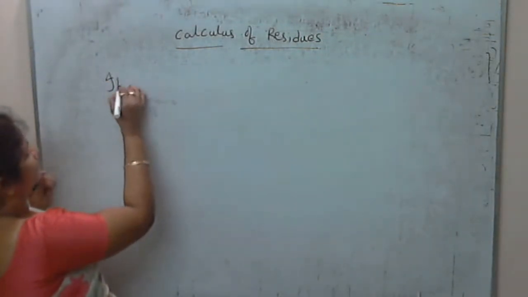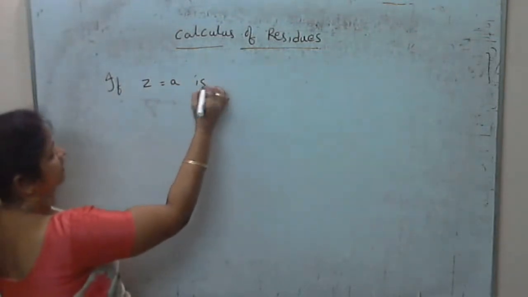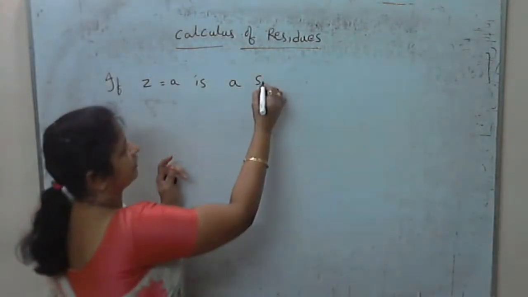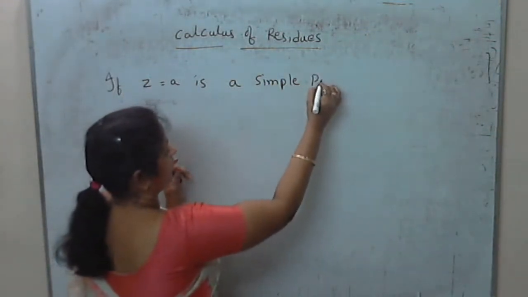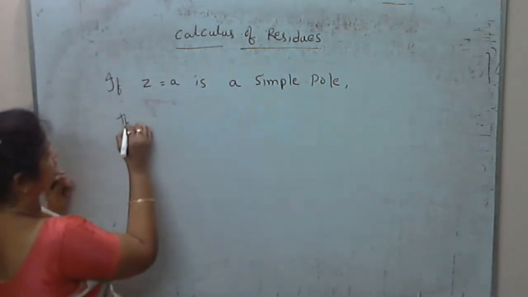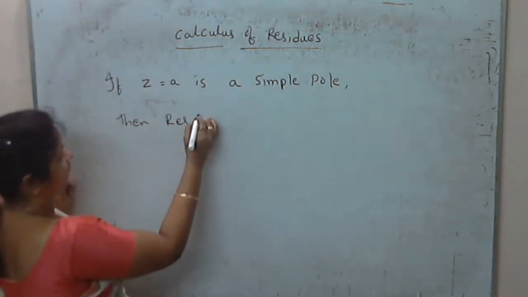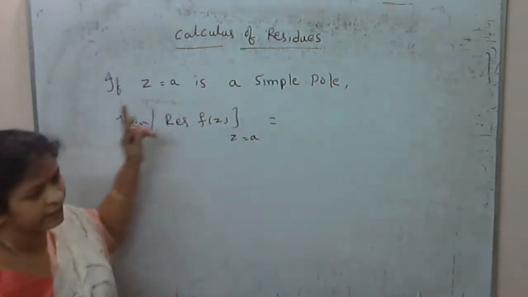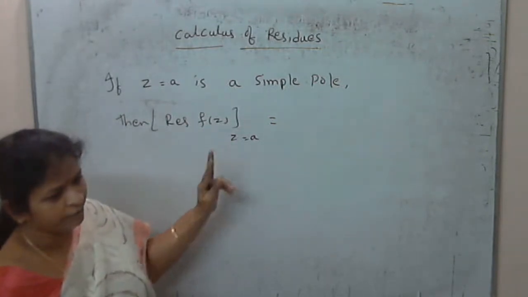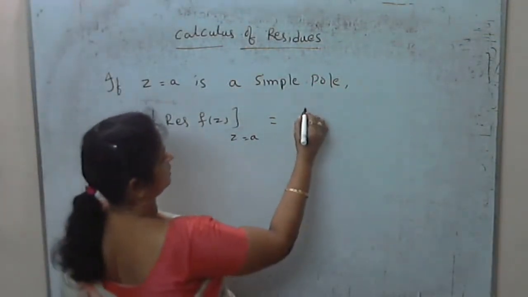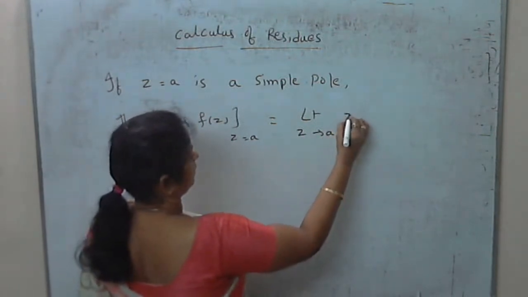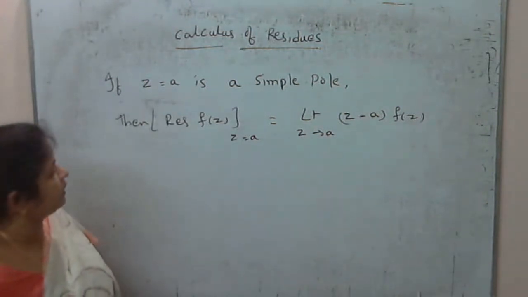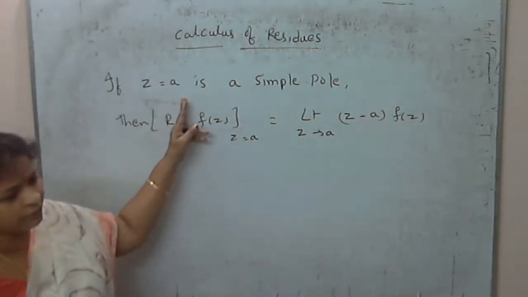If z equal to a is a simple pole, then the residue of f of z at z equal to a is the limit as z tends to a of z minus a into f of z. So this is the formula to calculate the residue if z equal to a is a simple pole.